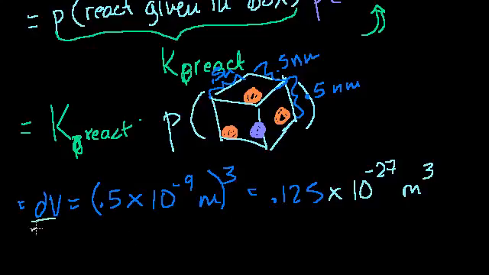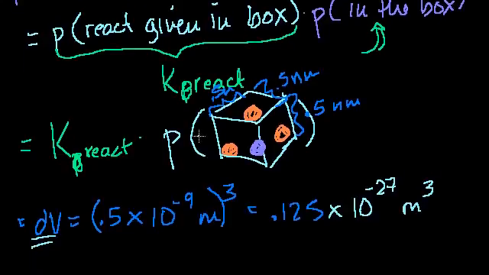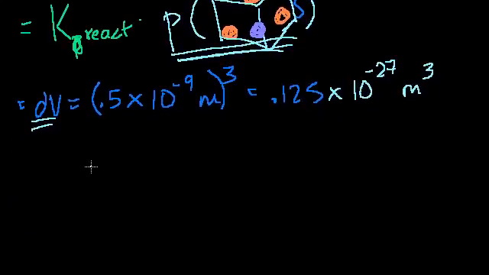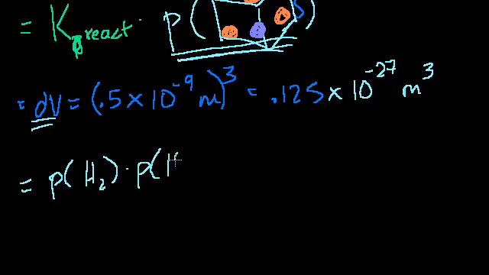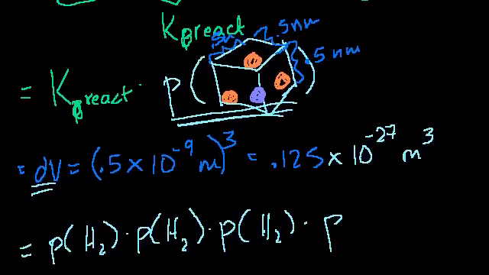So that's my volume. Now, we know the concentration. So let's figure out what's the probability in the box. That's what we're concerned with. The probability in the box is the probability that I have one hydrogen in the box times the probability that I have another hydrogen in the box times the probability that I have another hydrogen in the box. These are all in the box probabilities, times the probability that I have a nitrogen in the box.